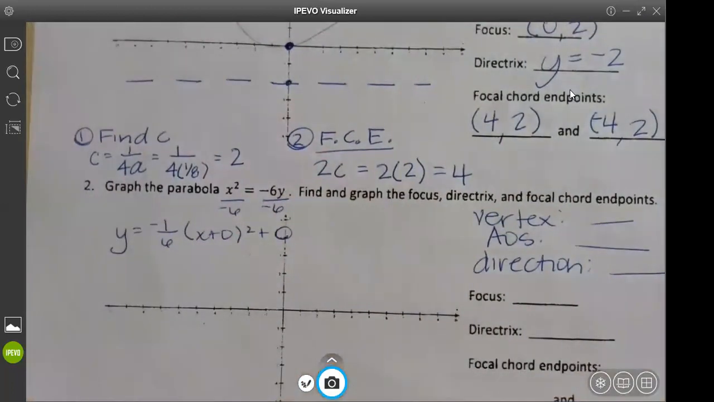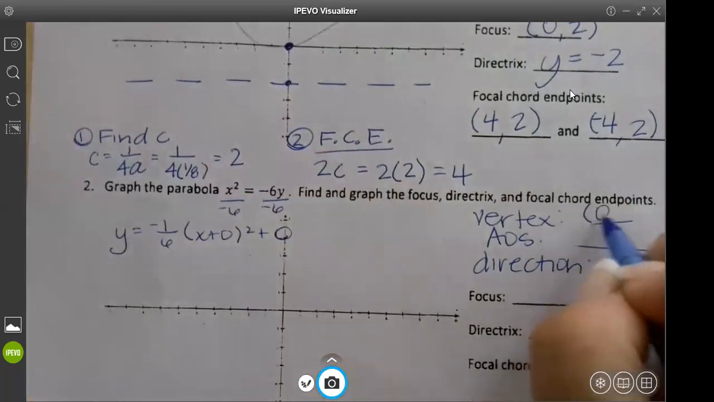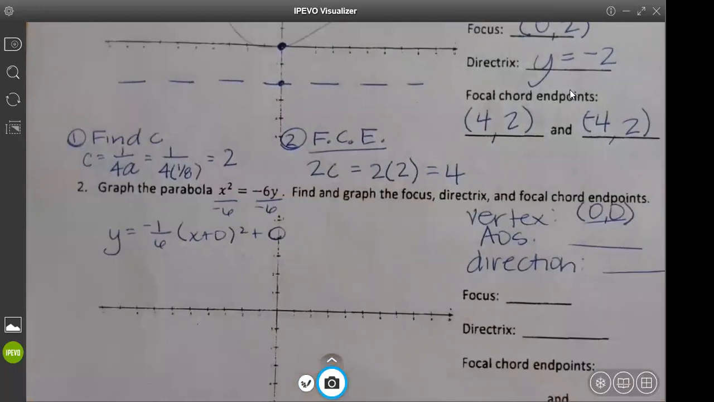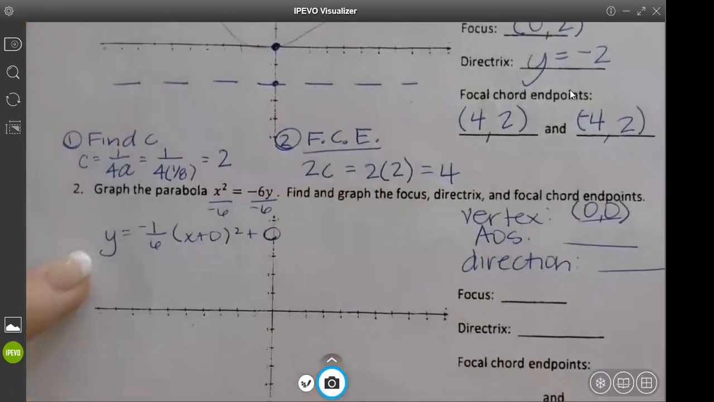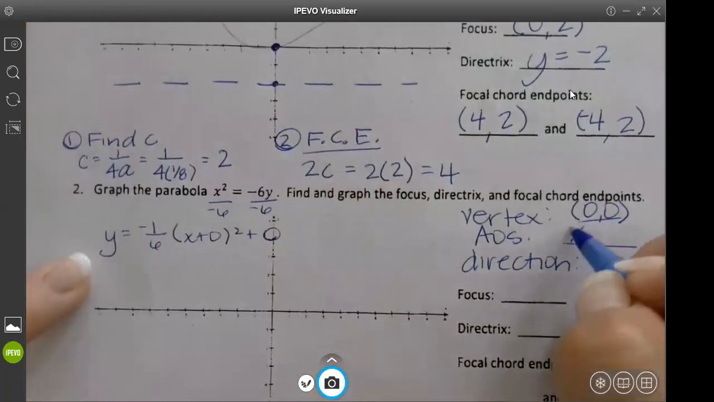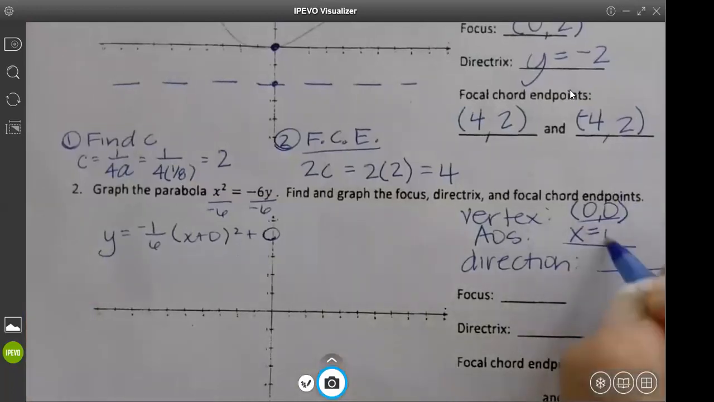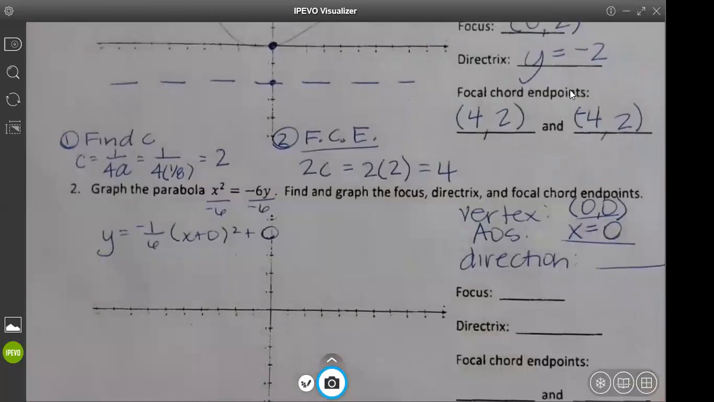So there it is in vertex form. The 3 things that I added, you should already know from the last chapter. What's your vertex? 0, 0. Axis of symmetry. Remember, if our equation is y equals, our axis of symmetry is the opposite, which would be x equals. And then it is the x coordinate of the vertex, which is 0.